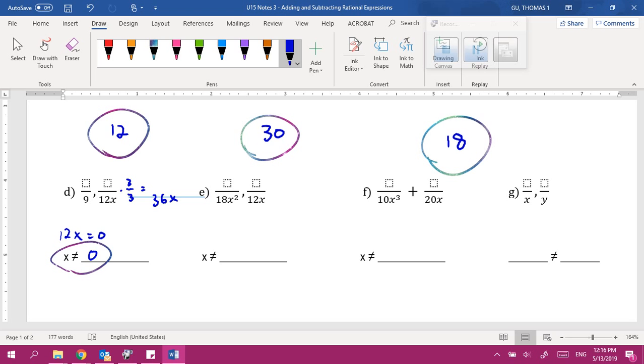But let's see, how do I get 9 to become 36x? Times 4x, right. So you see, sometimes you have to multiply by an actual variable, right? So the least common denominator here is 36x. All right. Let's look at E then.